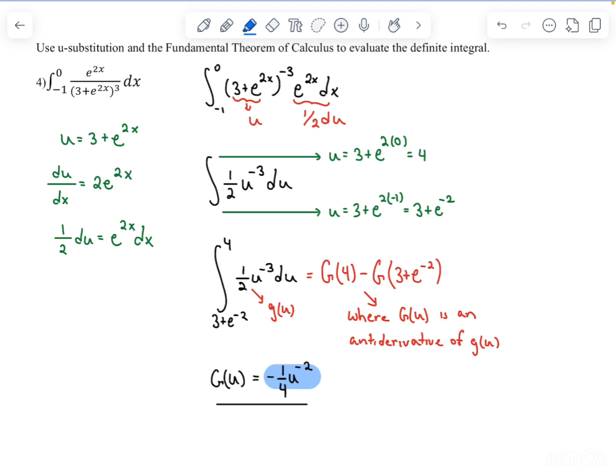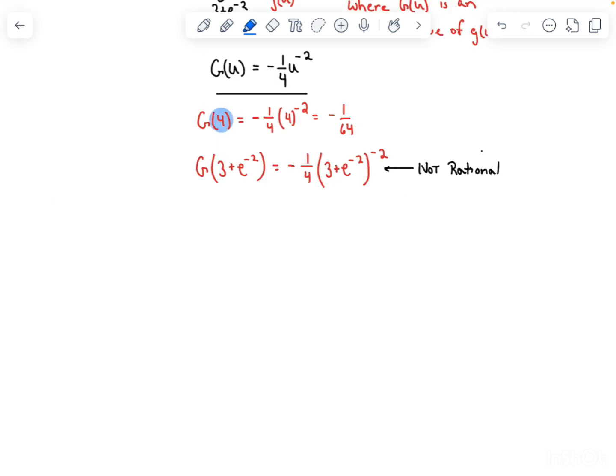Now we will evaluate the antiderivative when u is equal to 3 plus e to the -2 power, and when u is equal to 4. That will look like this. When u is equal to 4, the antiderivative is -1/64. When u is equal to 3 plus e to the -2 power, the antiderivative is equal to -1/4 times the quantity 3 plus e to the -2 power, all raised to the -2 power. This number is not rational, which means we cannot write it as a fraction using integer parts.